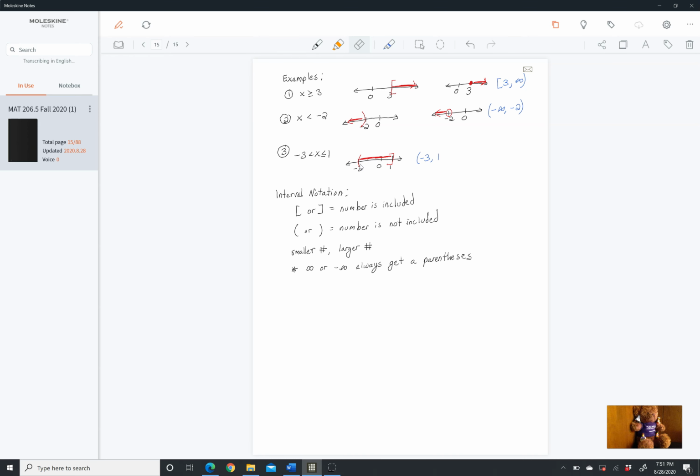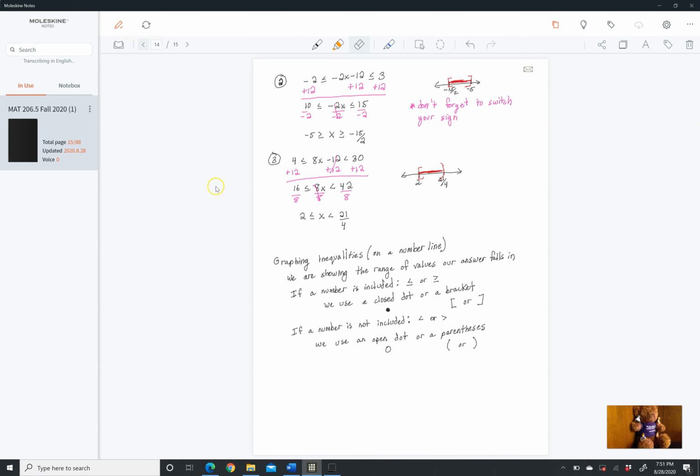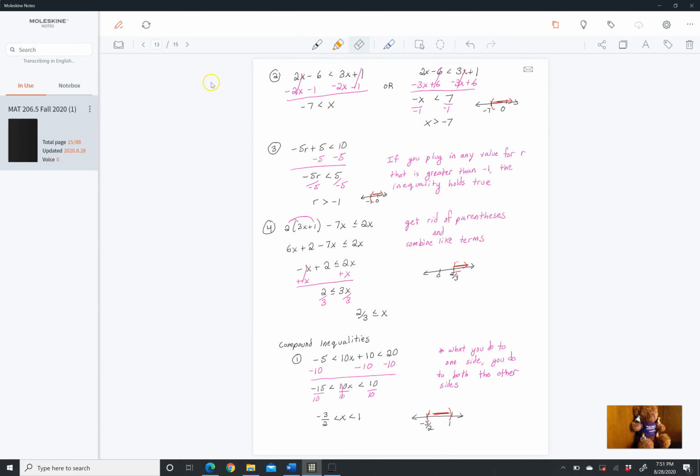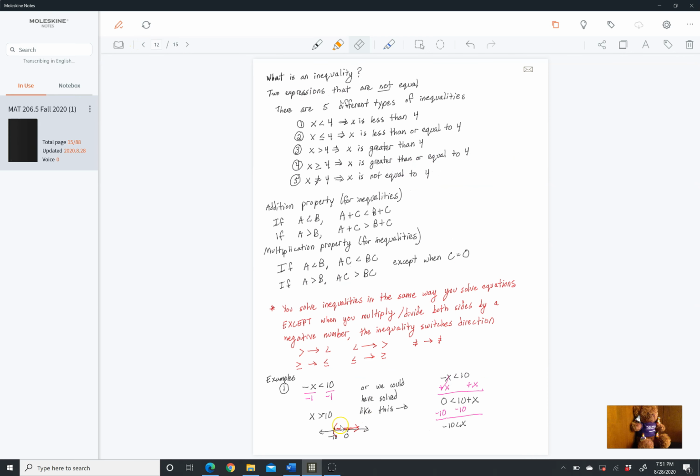And then it goes to 1, and at 1 we have a bracket. And if we go back to the other problems that we had, -10 less than x, you can see that we started with a parentheses on the left of our shade, and then we go all the way to infinity. So this would look like this: -10, comma, positive infinity. Both get parentheses.